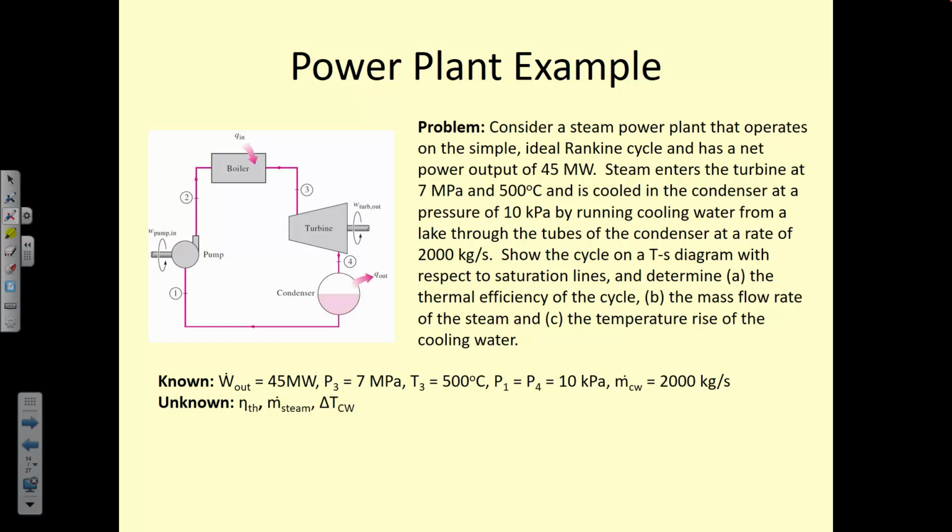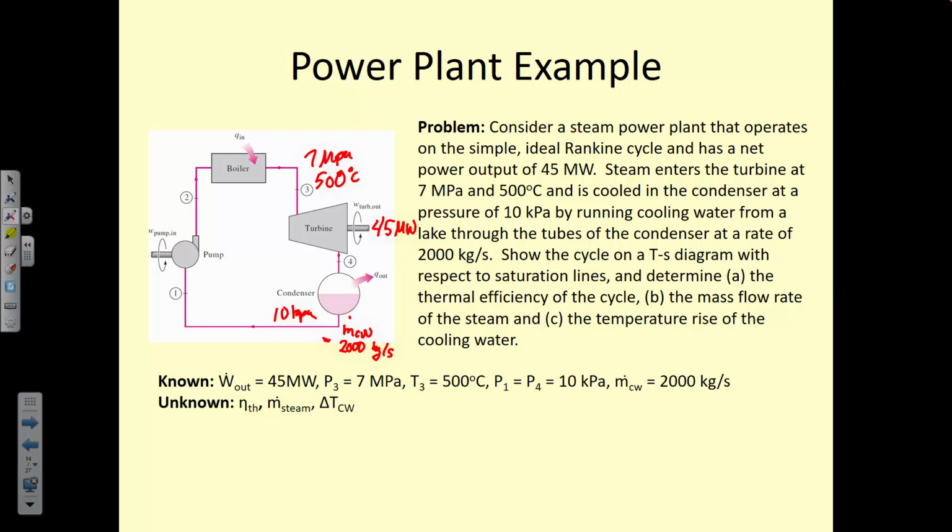Okay, so we have a net power output of 45 megawatts. Steam enters the turbine at 7 megapascals and 500 degrees C, and is cooled in the condenser at a pressure of 10 kilopascals by running cooling water from a lake through the tubes of the condenser at a rate of 2,000 kilograms per second. So m dot of the cooling water in the condenser is 2,000 kilograms per second. So we want to show the cycle on a TS diagram and determine the thermal efficiency, the mass flow rate of the steam, and the temperature rise of the cooling water.